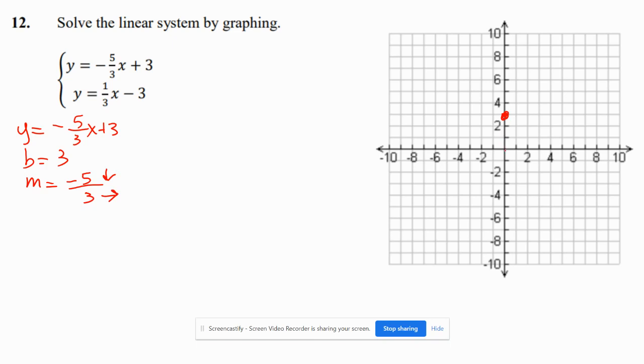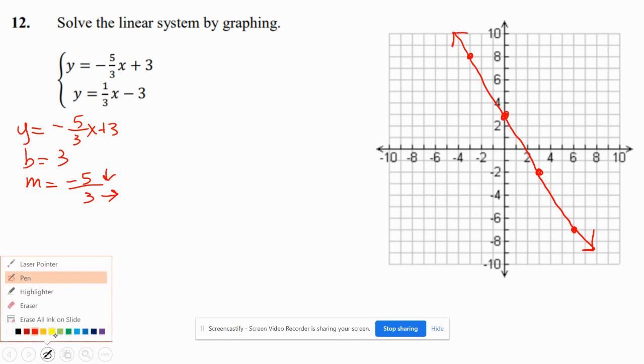So 1, 2, 3, 4, 5. To the right 3 gives me here. If I keep the pattern going, that gives me another point. Looks like we might be able to fit another point in the opposite direction. So then I would go up 5 and then left 3. These are equals. There's no inequality symbols here, so you can just connect them. You don't have to worry about shading either because they're not inequality symbols.